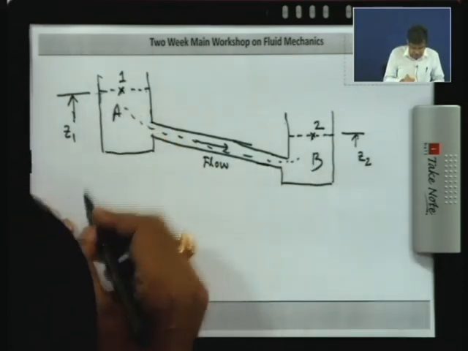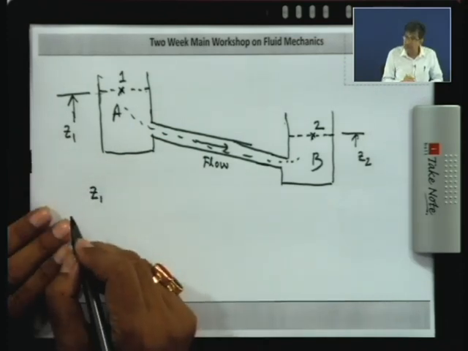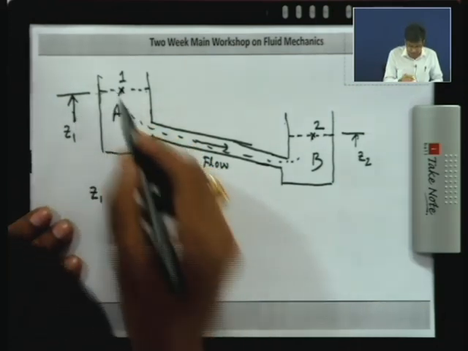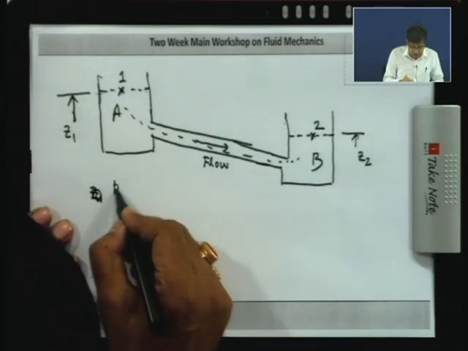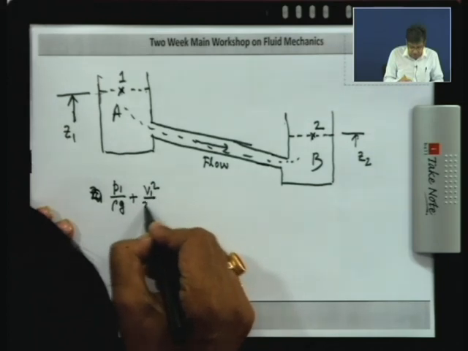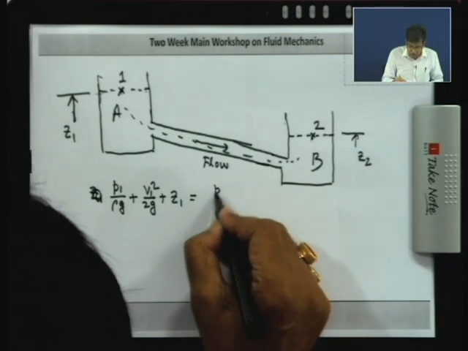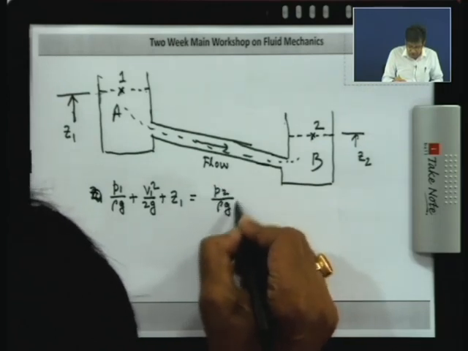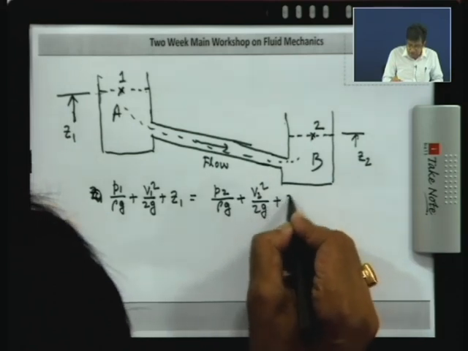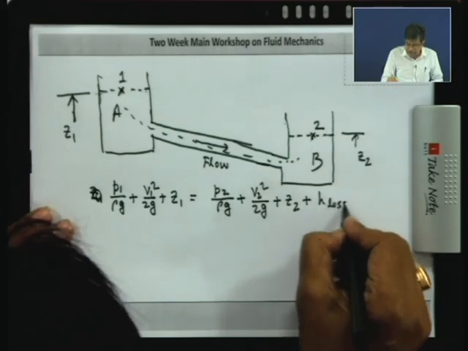Here the head, the energy per unit weight, is Z1. Z1 is the potential energy because the pressure is 0. If you write everything: P1 by rho g plus V1 square by 2g plus Z1 equals P2 by rho g and so on. Simple application. We are not going for any differential equation or complicated assumptions. This is valid from the conservation of energy, as I have discussed.